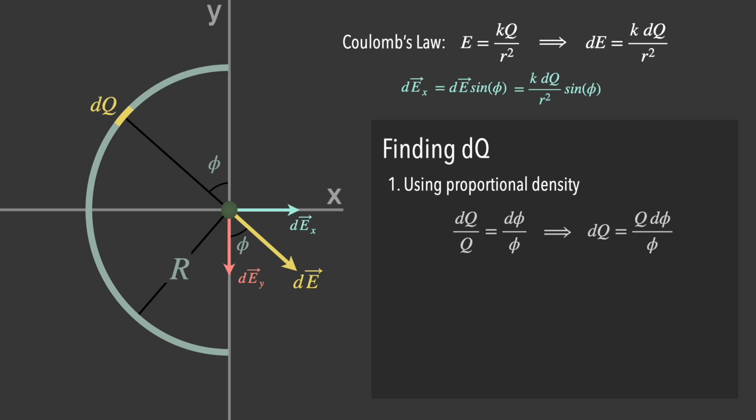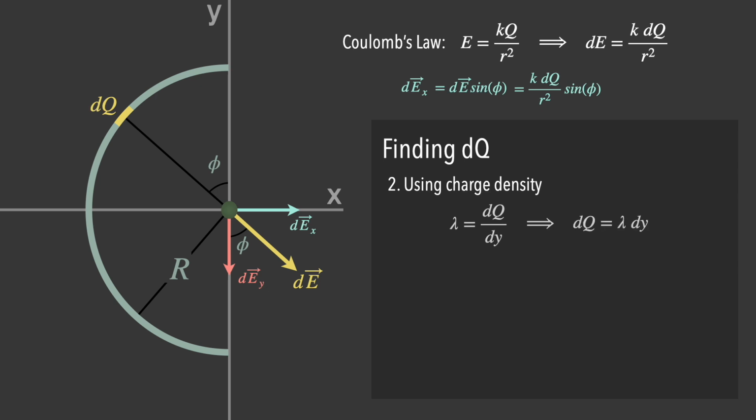Pretty straightforward. The second method we can use is by using charge density. So we can say that lambda, which is the linear charge density, is some small charge over some length dy, since our ring is sweeping on the y-axis. We can rearrange that to say dq equals lambda times dy. Now, if we bring in another definition, circumference of a circle equals 2 pi r. And that is true for a full circle.